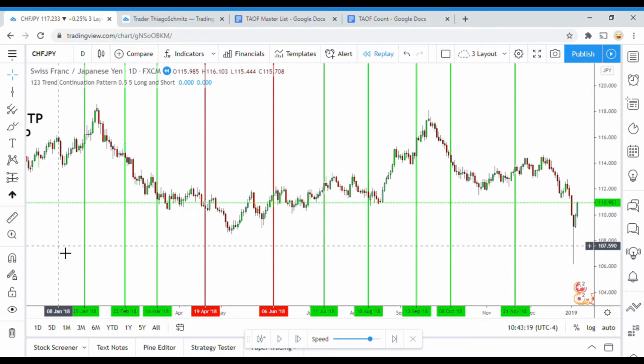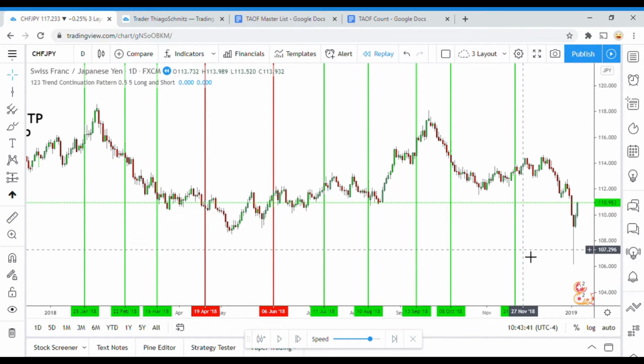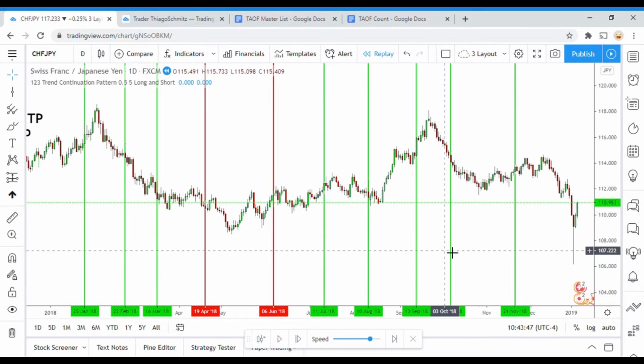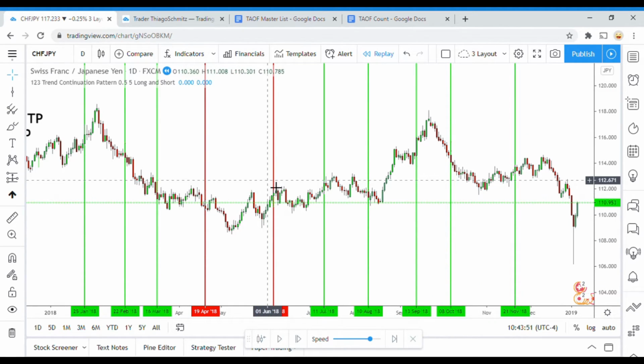Let's add them up here and see what we have. 1, 2, 3, 4, 5, 6, 7, 8, 9, 10. So we have 10 trades, and we have 1, 2, 3, 4, 5, 6, 7, 8 winners. Yes, that is a really decent win-loss ratio on that one. That is not bad at all.